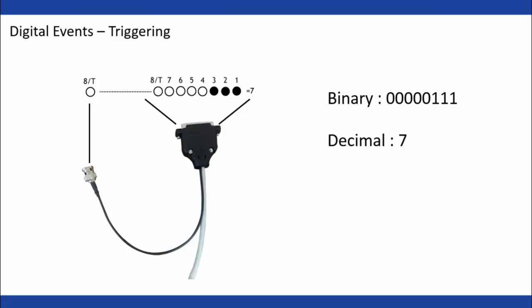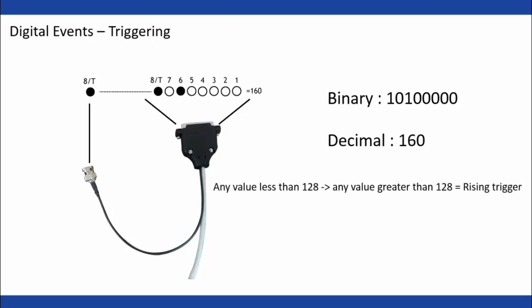If we were to send a value like 7, event 7, which only toggles these last 3 digital lines, the trigger line stays off, so there's no trigger. If we were to send a value of 128, which is what we typically say to use to start BioLab, that toggles that 8th trigger line, that 8th digital line, which then causes the trigger to occur. And this would be an example of a rising trigger, going from a low value to a high value. But in reality, you could send any value over 128 and cause a trigger, as long as you're starting at some value below 128.